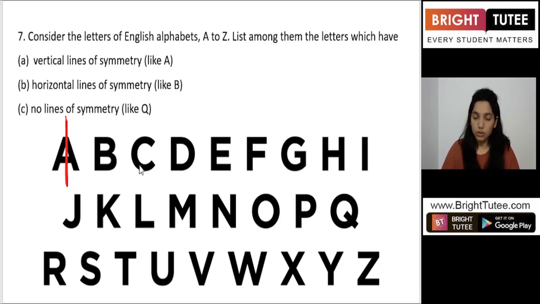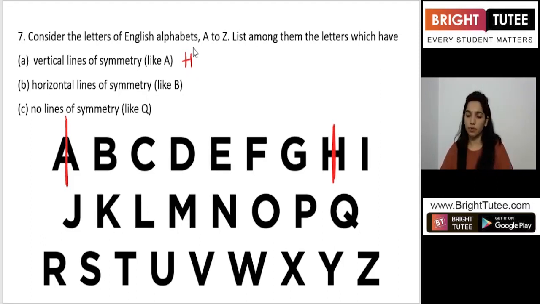Clearly B has not got it. We cannot have the same for C, neither for D, E, F, G, H. H has got a line of symmetry, but here, yes, I can draw 1, but I can have 2 lines of symmetry for A. So here I'm just writing H because 1 line of symmetry is definitely possible, that is a vertical line of symmetry, right?